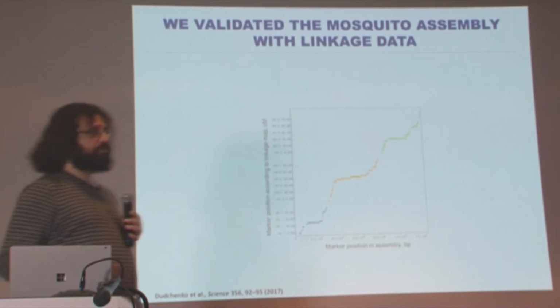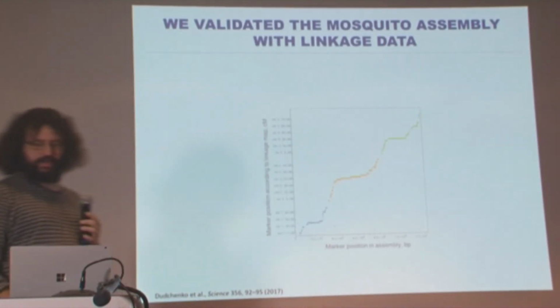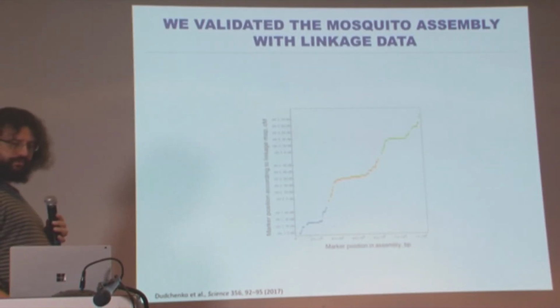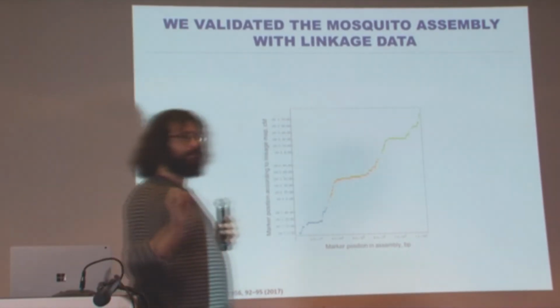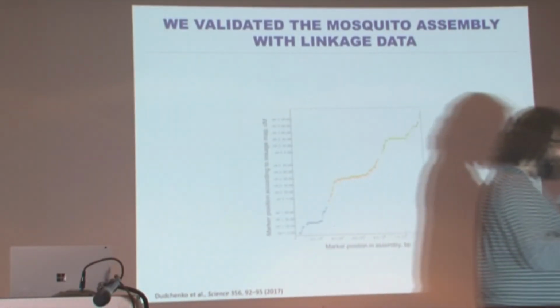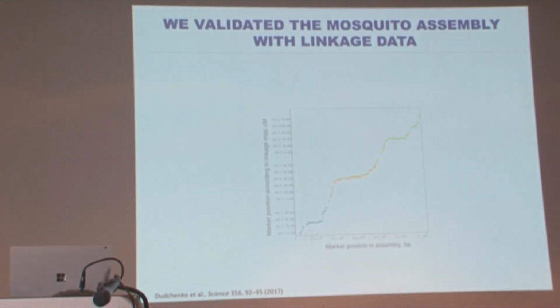I do want to highlight that this isn't total nonsense. So for instance, I'm comparing it here to linkage data. I don't want to get into details of linkage data other than that it's amazingly great. If you've generated high quality linkage data, it's amazingly great at telling you the relative ordering of loci in your genome.